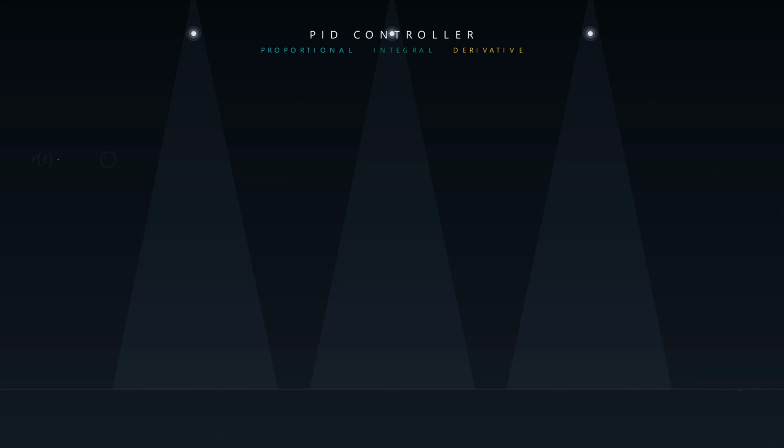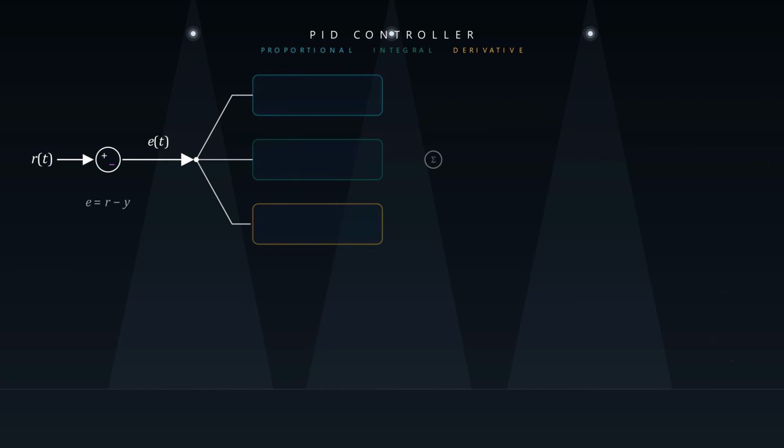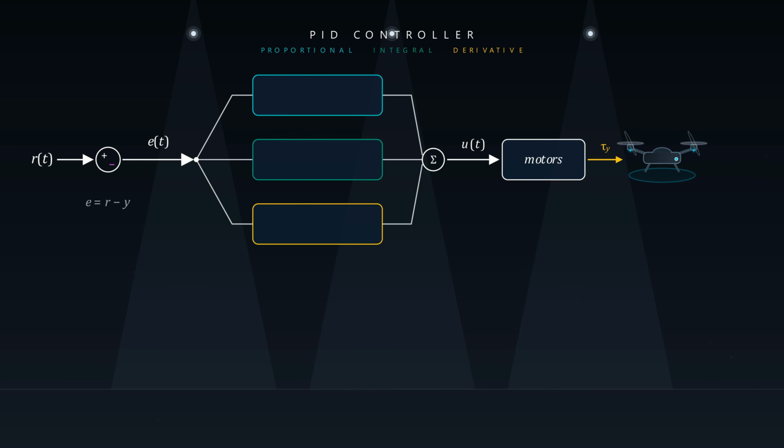To make the drone follow a target pitch angle, r of t, we use a PID controller. PID stands for proportional integral derivative. The controller computes the error, e of t, the difference between the target pitch angle r of t and the measured pitch angle y of t. The control signal u of t, which commands the motors, has 3 components. The proportional term, Kp times e of t, provides an immediate correction proportional to the current error. The larger the error, the harder the motors push.